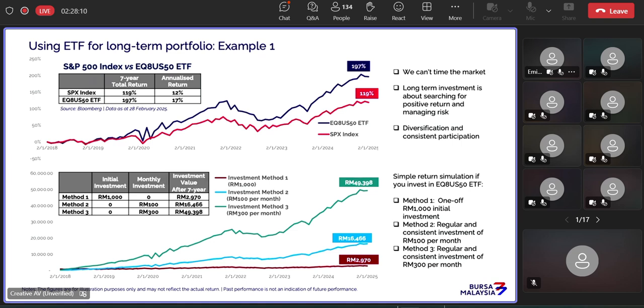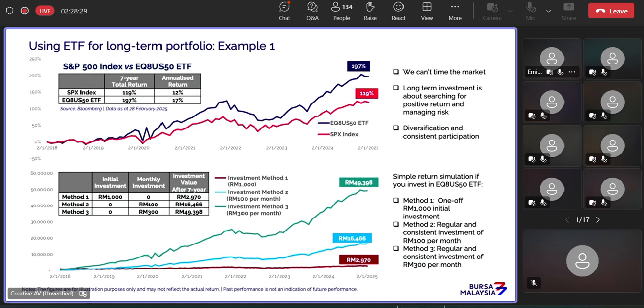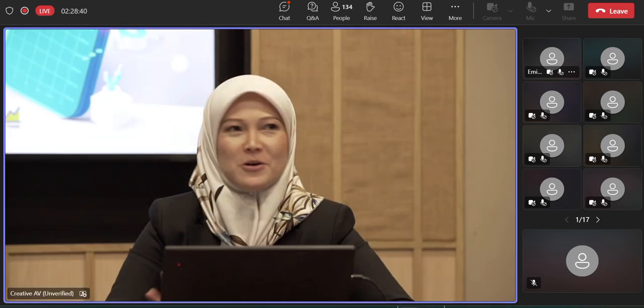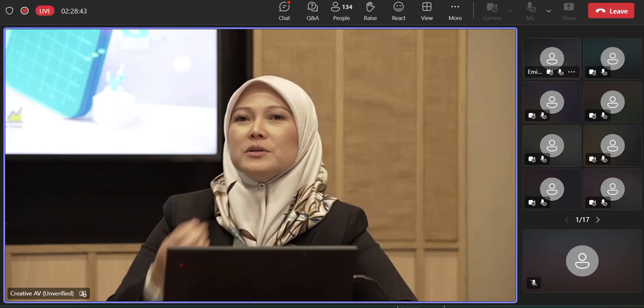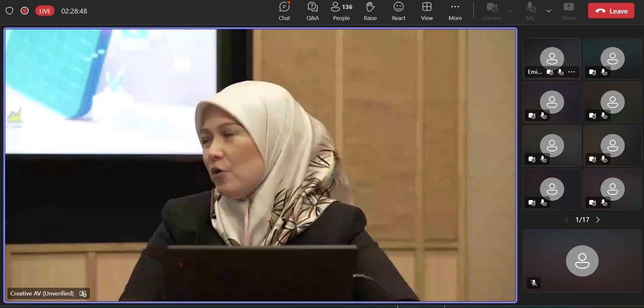But when it comes to investing, you can choose, for example, method one, you just dump 1,000 ringgit. After 7 years, the money only grows to about 2,970. But let's say you invest 100 ringgit on a monthly basis. After 7 years, actually you get 16,466. This is a simulation that we did. Again, the more money you put, the more money you get. That's actually common, right? So basically that's the importance of setting aside your money on a monthly basis for investment.